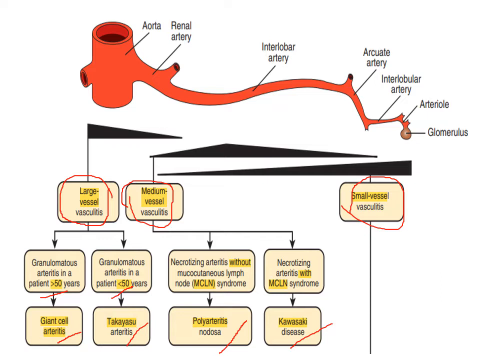In both of them there is necrotizing arteritis. But in Kawasaki, there is what is called mucocutaneous lymph node syndrome. We will discuss it later. This lymph node and mucocutaneous involvement is not present in polyarteritis nodosa, and we'll give a hint at the end of this lecture about these types: giant cell, Takayasu, polyarteritis, and Kawasaki. Now let's go to our main topic today, which is small vessel vasculitis.